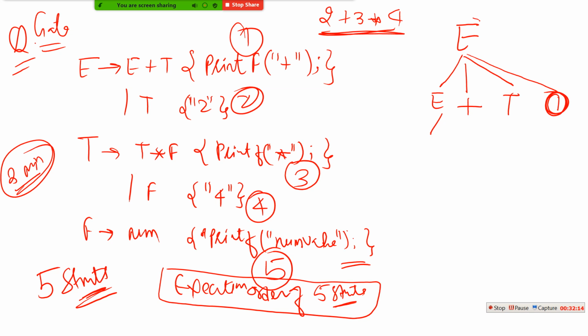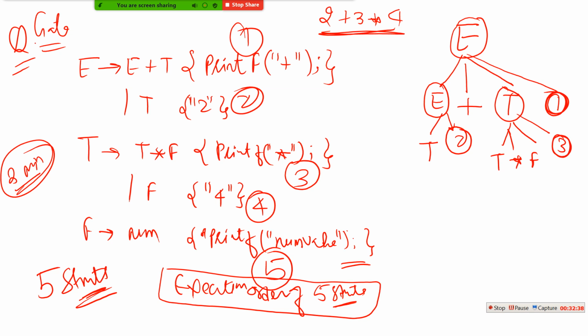If I execute the value of this T, I will say it is my first statement executed. And this E will further generate T. So if I execute this, I will say it is my second statement execution, and this T will generate T into F. So if I execute that, I will say my third statement is executed. This T will further generate F, and if I execute that, I will say my fourth statement is executed. And after F, I will generate num. So if num is generated, I will say the fifth statement is executed.